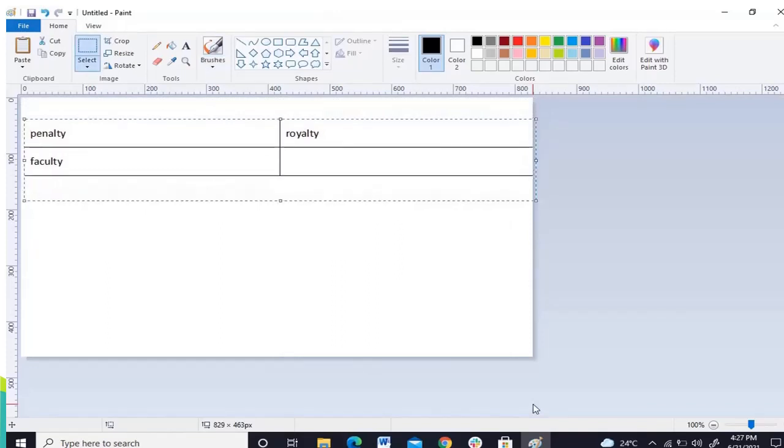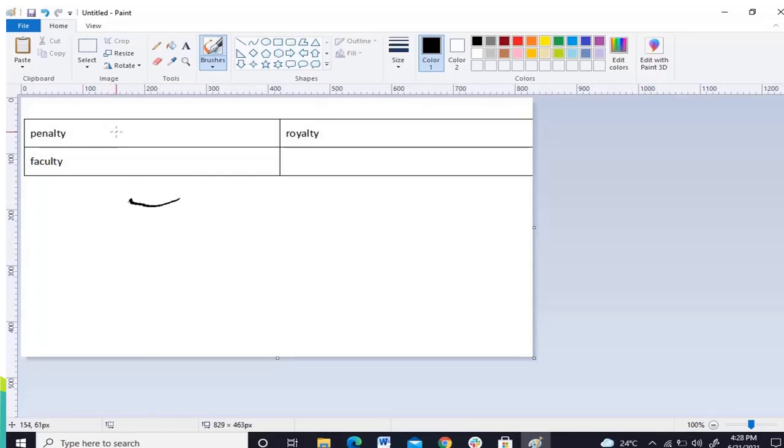Okay? So, penalty, we have "pen", and then "lity". Faculty, we have "fac", and then "lity". Next, we have royalty. So we have "Roy", and then "lity". Okay? So those are our strokes for LT, "lity" and "riti". Okay? So that ends our lesson.